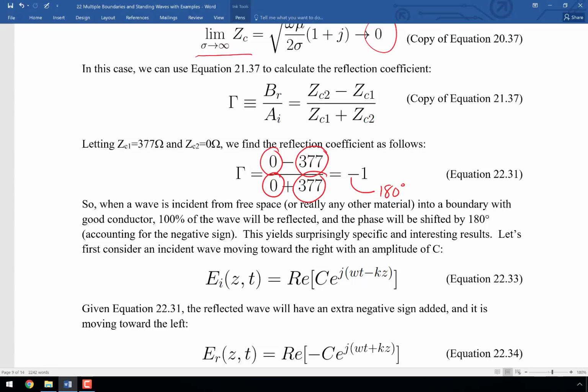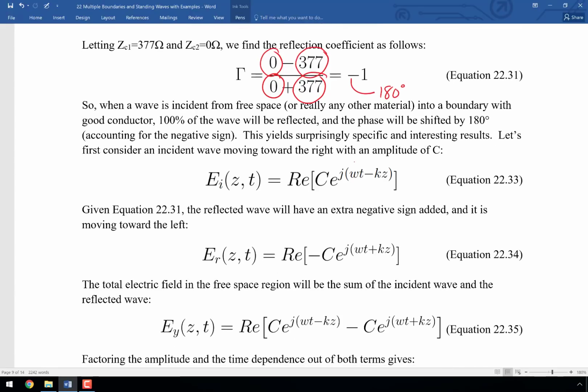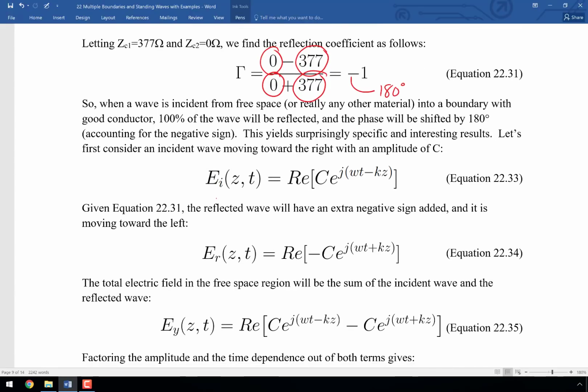Now that may not seem like a super interesting case. In fact, it might seem like the most boring case, but it turns out that it yields extraordinarily interesting and valuable results. So let's consider, first of all, an incident wave which has an amplitude of C. The amplitude isn't really critical, but there is one interesting thing about the amplitude that we're going to see. We're going to say that it's moving in the positive direction, and that's where that negative kz is coming from. So according to equation 22.31, when this wave hits the metal boundary and begins to bounce back, we've introduced a negative sign here, which is going to correspond to the negative sign in gamma. And now, of course, it's moving to the left, and so that's why this is plus kz.